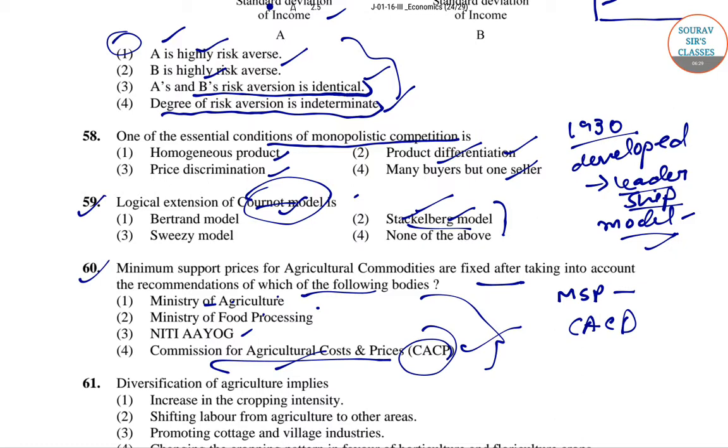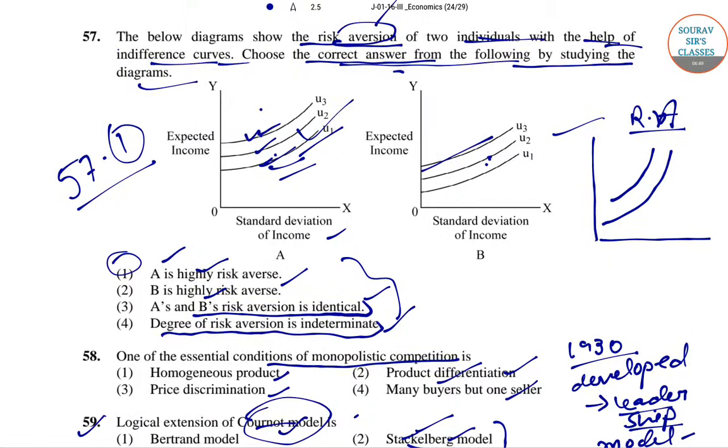CACP basically talks about the minimum support price for agricultural commodities fixed after taking into account the recommendation of the following bodies. Which one is the right one? It will be CACP. So minimum support prices for agricultural commodities are fixed after taking into account whose recommendation? It is CACP.